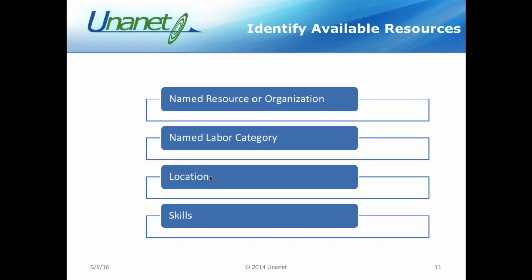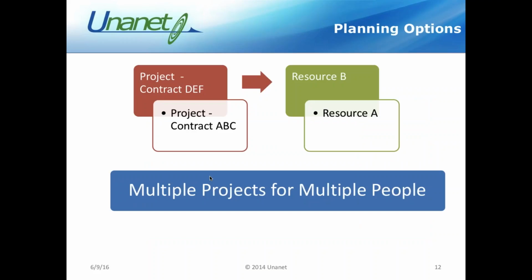And then finally, a combination of skills. We've talked about the skills. If there's a skill certification, a set of certifications, Java programming, etc., I might want to identify resources that have that specific type of skill to put on that job. So there are a lot of different options here to identify who it is you're going to plan. What is that resource you're going to plan?